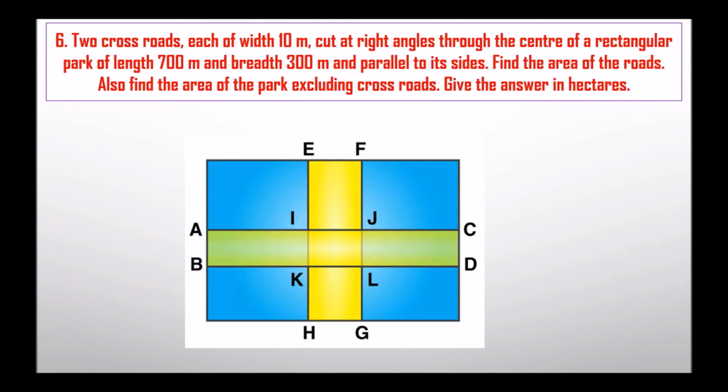Sixth question, two crossroads, each of width 10 meter, cut at right angle through the center of the rectangular park of length 700 meter and breadth 300 meter and parallel to its side. Find the area of roads. Also find the area of park excluding crossroads. Give the answers in hectares.